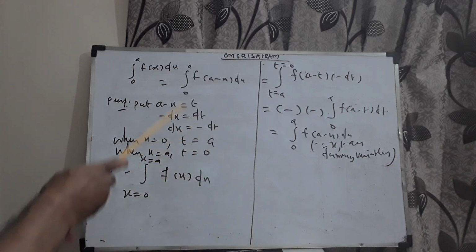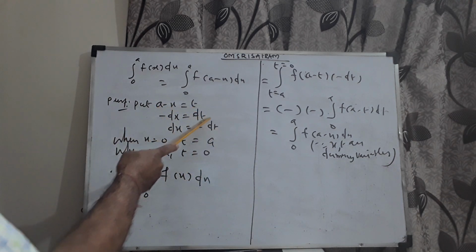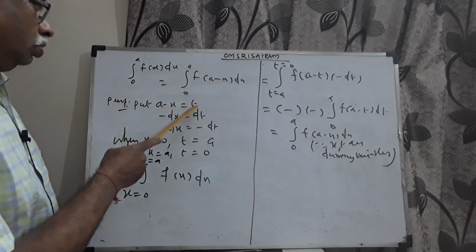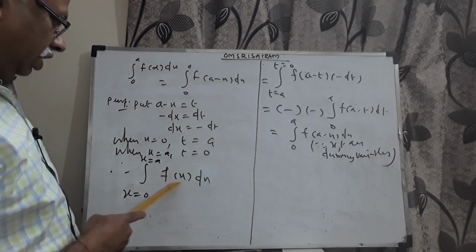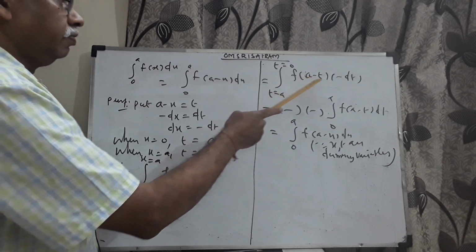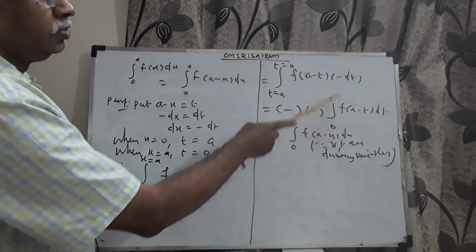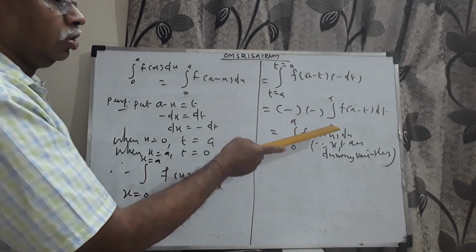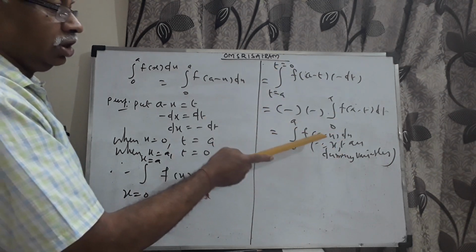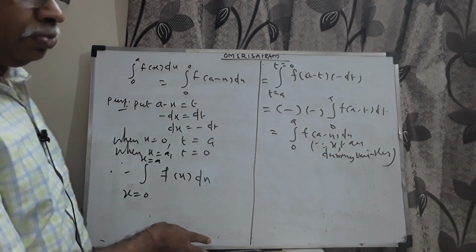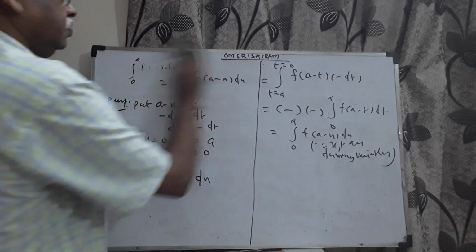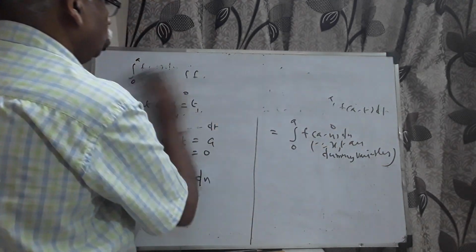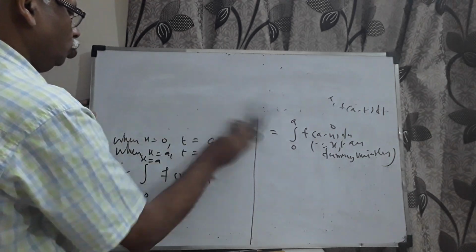So let me repeat. Put a minus x equal to t, minus dx becomes dt, dx is minus dt. When x is 0, t is a minus 0, which is a. When x is a, t is a minus a, which is 0. For x equal to 0 to a, f of x dx will give you t is equal to a to t is equal to 0, f of a minus t times minus dt, which is minus of minus integral 0 to a f of a minus t dt. If I interchange the upper and lower limits, we get a negative sign. It becomes integral 0 to a f of a minus x dx because of the dummy variable property. X and t are dummy variables. Therefore, I started with integral 0 to a f of x dx and I end up with integral 0 to a f of a minus x dx. This rule I am going to use in the problem which I am going to do now.